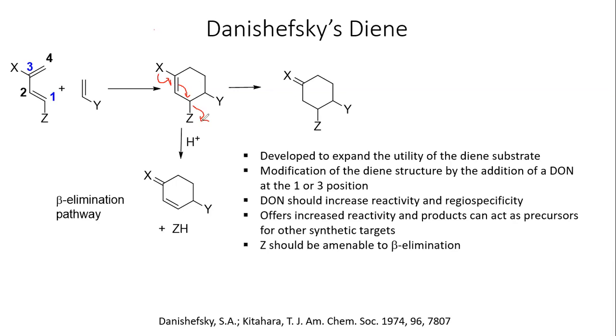So their idea was to either have it go through a beta elimination pathway or just a simple protonation, right, at the alpha site to whatever this group is. Now, normally this group, the X, is the oxygen. All right. So this was in 1974. And let me clear this off.